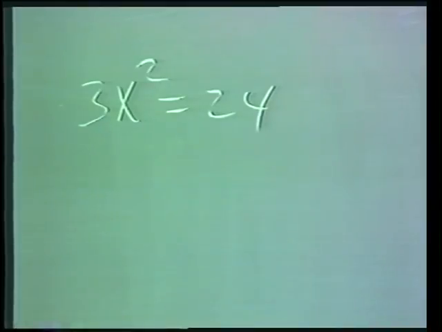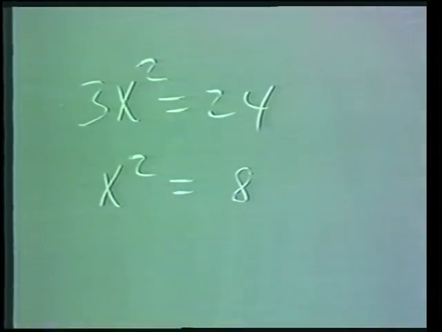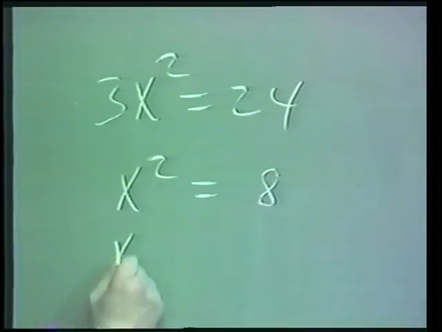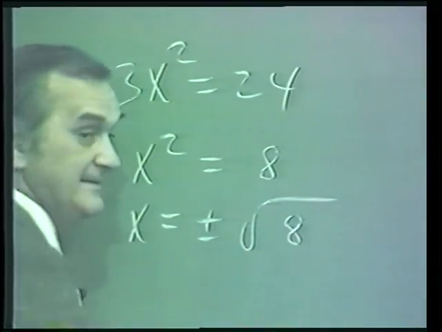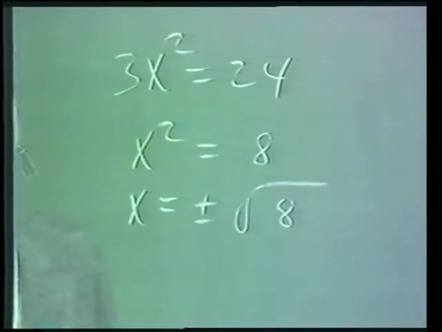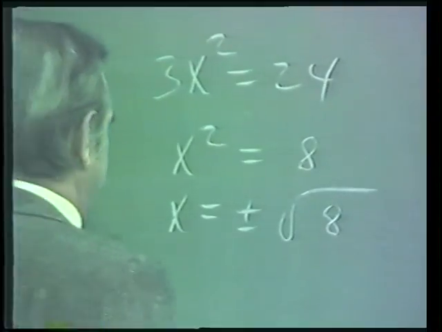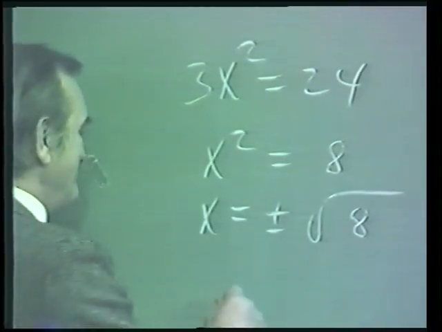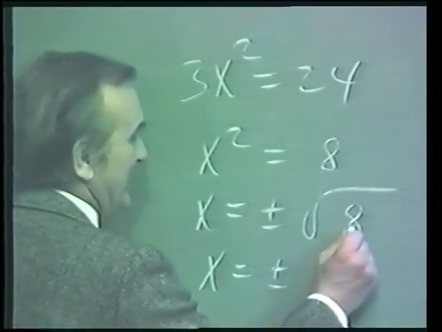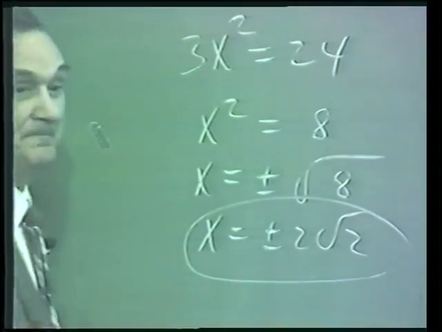I saw you breaking it down there. First of all, we divide both sides by 3. We get x squared equal 8. We now take the square root of both sides. We get x equal plus or minus the square root of 8. But anytime a radical can be simplified, it must be simplified. By the way, 4 times 4 is not 8. We have 2 times 2 times 2. We can pull a 2 out, and there's our answer.